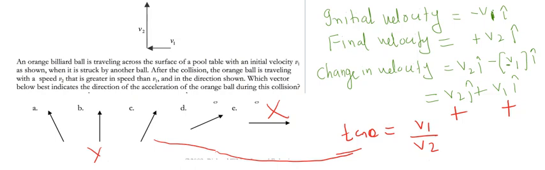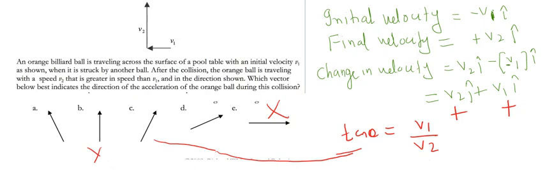Right, so one more problem on the concepts that utilize vectors. If you see, there is an orange ball that is moving in the leftward direction with velocity v1, and then it is hit by another ball, and then this orange ball starts moving along the positive y-axis. And the question is, what is the direction of acceleration of this orange ball during the collision?